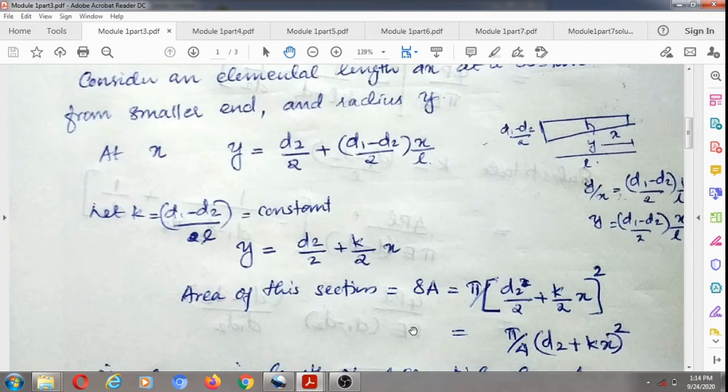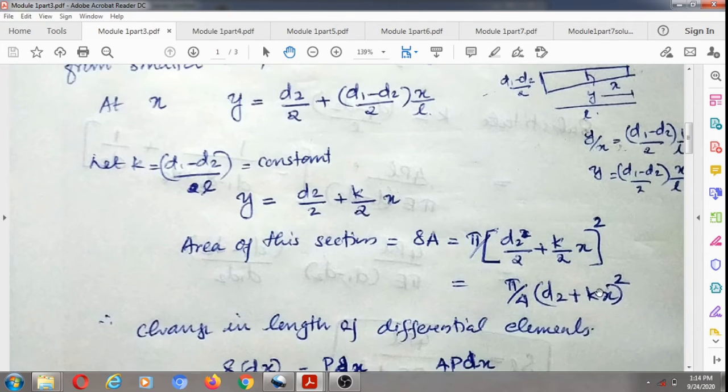Then the next step is to find the small area. When the radius is given, we can find the cross-sectional area, that is pi r squared. Here r is our y, so replace r with D2 by 2 plus k by 2 into x, all squared. From that relation you will get pi by 4 times D2 plus kx, all squared.